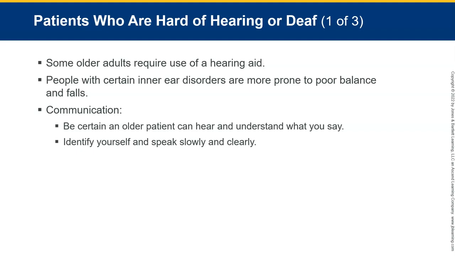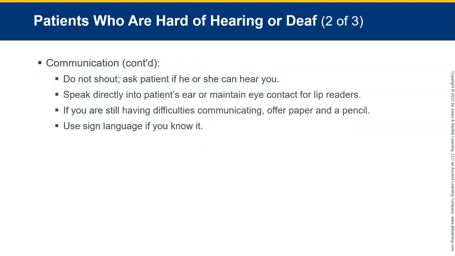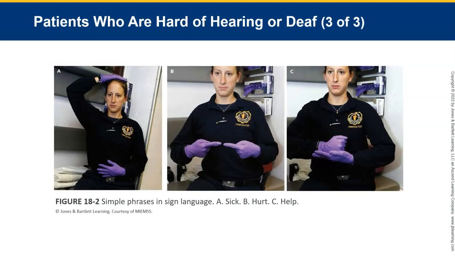When communicating with hearing impaired patients, you want to make sure you can be certain that an older patient can hear and understand what you say. You want to identify yourself, and speak slowly and clearly when you are dealing with somebody who has some hearing issues. Don't shout, ask if they can hear you, speak directly into their ear, and maintain eye contact if they can read your lips. If you're still having difficulty communicating, then offer paper and a pencil. And in the event that you know sign language, and they do too, you may move on to sign language. That's what's shown here.